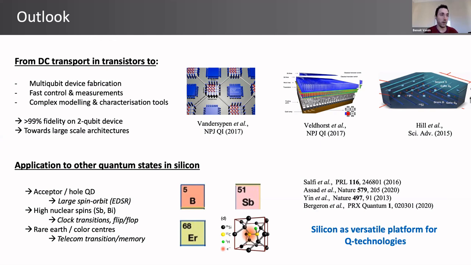And very importantly, people are investigating rare earth and color centers in silicon, and those are very important, and I would say novel, because they own a telecom transition to make it compatible with photonic platforms, and it can also be very useful to design long-lived quantum memories. So the main message here is that silicon has become very versatile and a true leader for the development of quantum technologies.